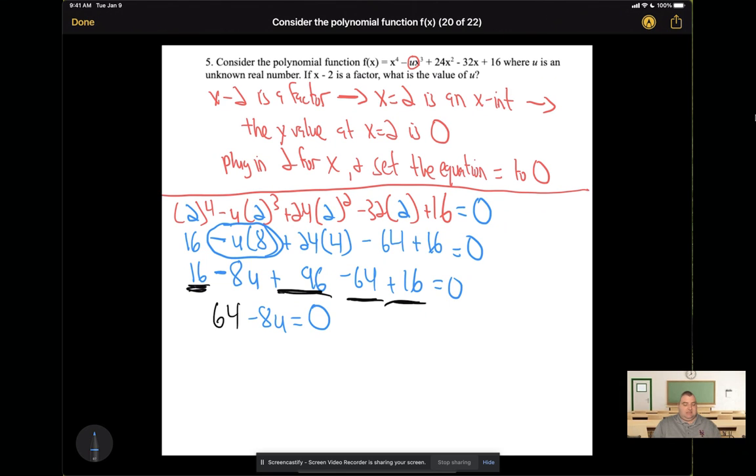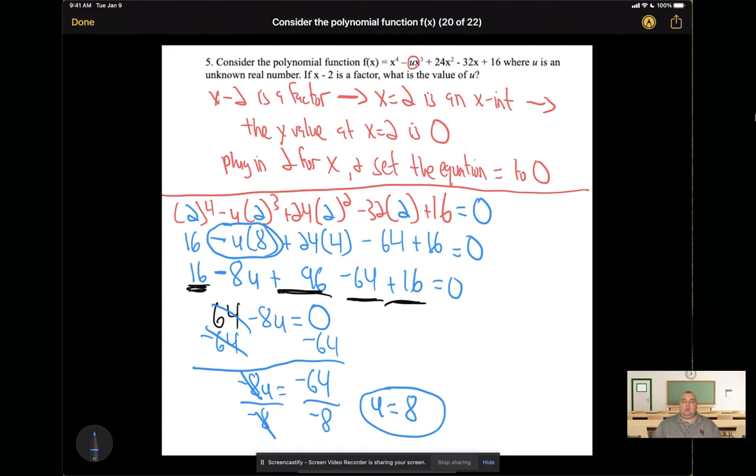So now I can solve this for u by subtracting 64 from both sides. So I have negative 8u equals 0 minus 64. Now I'm going to finish this off by dividing both sides by negative 8. And I end up with u equals negative 64 divided by negative 8, which is a positive 8. So the answer to number 5 is u equals 8.